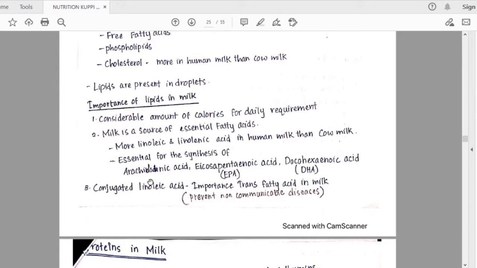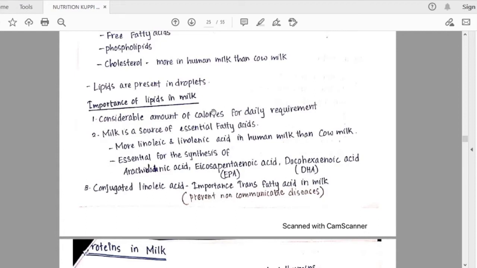So as an essential fatty acid source, milk is very useful. Human milk has the highest amount. There is more linoleic and linolenic acid in human milk than in cow's milk. Cow's milk also has them, but comparatively human milk has a richer concentration of essential fatty acids.